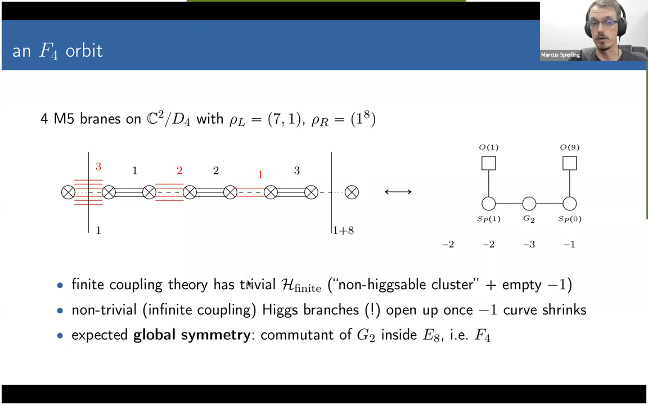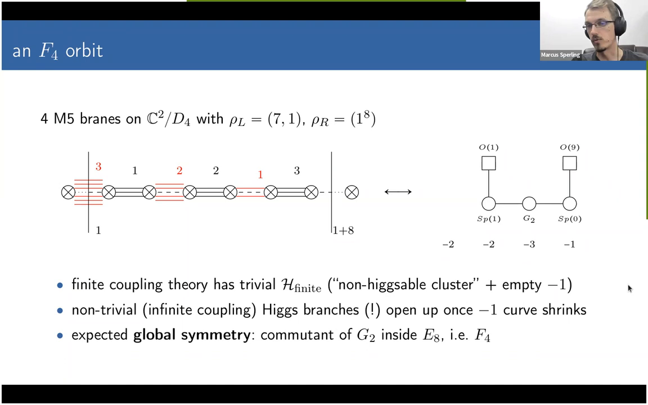And the same story as before, we can open up non-trivial Higgs branch moduli by doing things, for instance, shrinking a minus one curve. And what do we expect for the global symmetry? Well, the name is already F4, because the commutant of G2 inside E8 is F4. So now, playing the same game as before, we shrink the minus one curve.